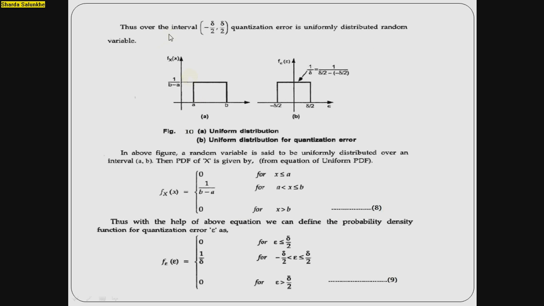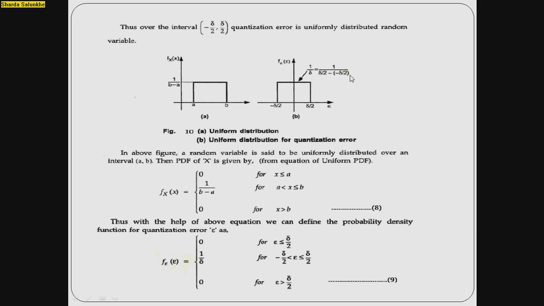So the interval will become minus delta by 2 to plus delta by 2. Quantization error is uniformly distributed. So this is the uniform distribution, and the second function is the uniform distribution for the quantization errors. Then the function will become 0 for x less than a, 1 divided by b minus a for a to b, and 0 for x greater than b. So this is the uniform probability density function for the PCM error.